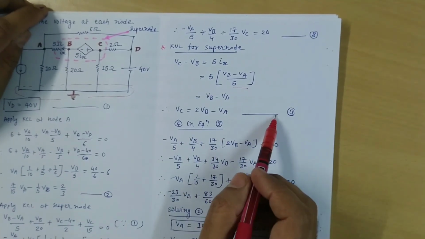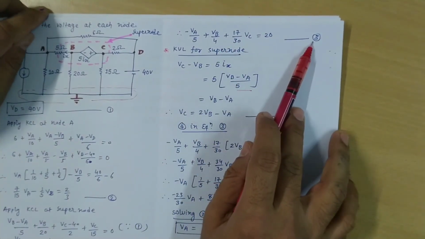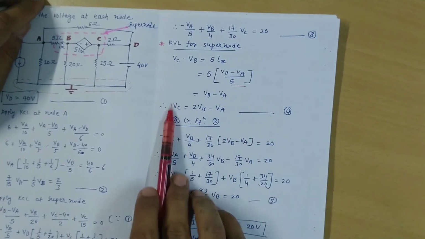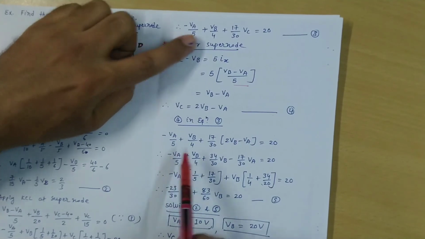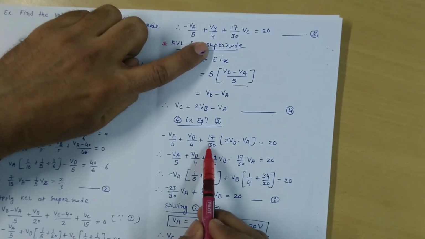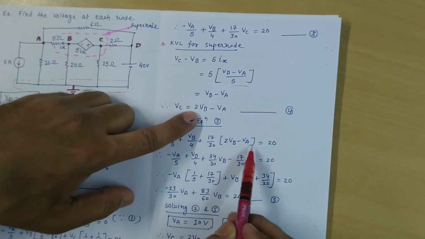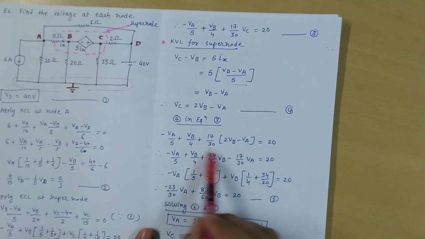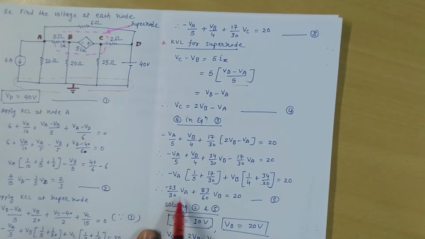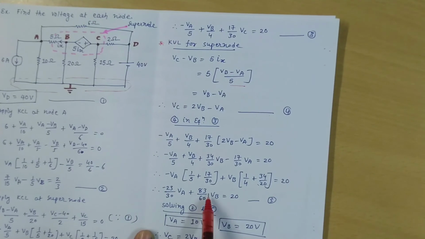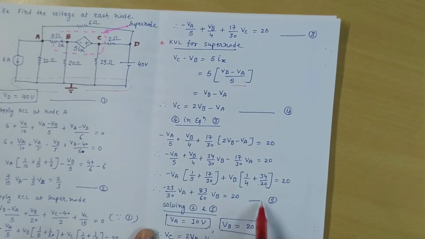Now if we put the value of equation number 4 in equation number 3, this is equation number 3 and this is equation number 4. So we will substitute the value of VC in this. So we have minus VA by 5 plus VB by 4 plus 17 by 30, and the value of VC is 2VB minus VA, is equal to 20. If we simplify this, we get the equation minus 23 divided by 30 VA plus 83 divided by 60 VB is equal to 20. This is our equation number 5.